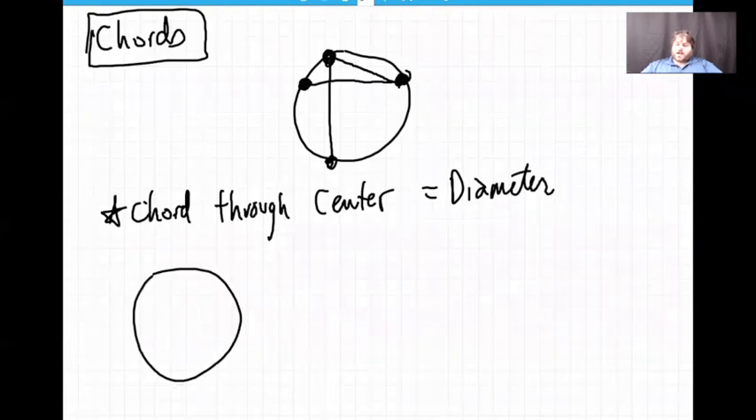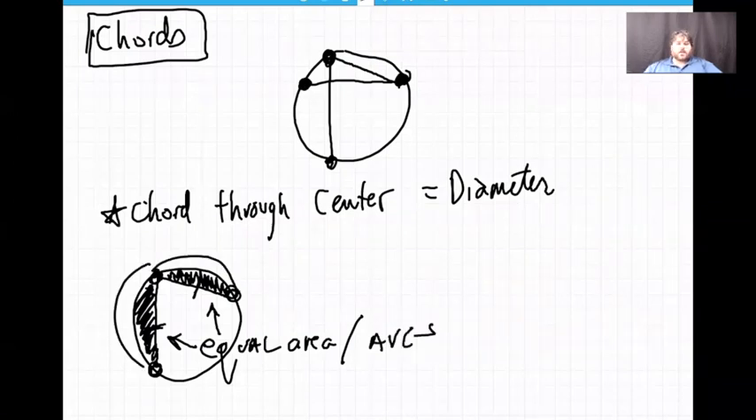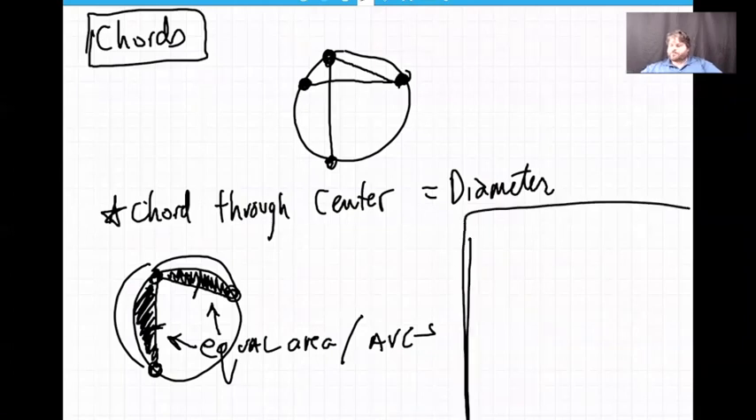Now here are the things you've got to know about chords. If you have two chords that are equal length, meaning this is the same length as this, what that means is these little sector areas, and that's not really the name of them, but maybe we'll call them chordal areas, those two areas are equal. So this and this are equal areas, as long as the chords are the same length. Okay? Same thing about arcs. These arcs that are defined here are the same length because those chords are the same length. Okay? That's one thing you've got to know.